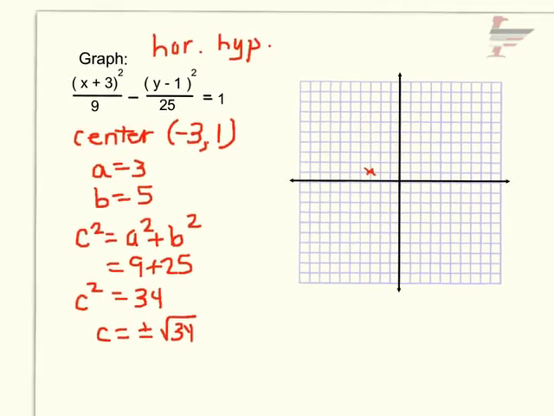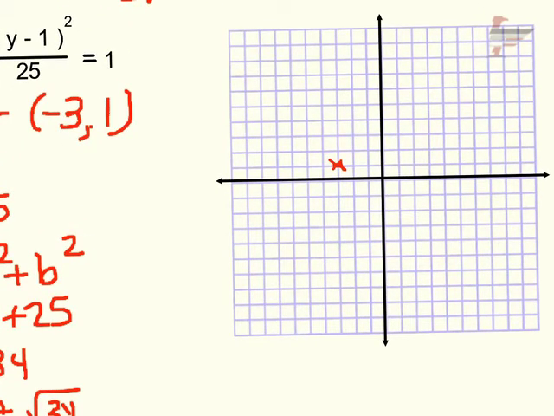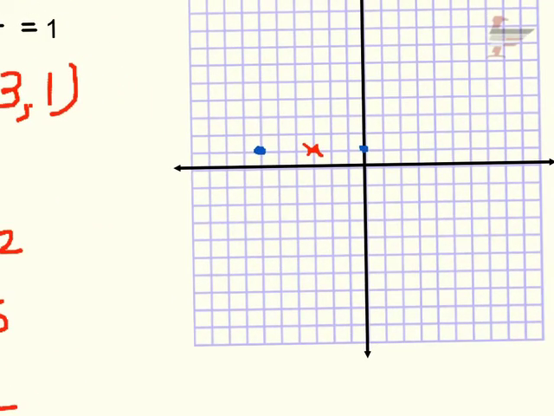Okay, my vertices are going to be 3 units in the x direction from my center. So right here and here are my vertices. My foci are going to be square root of 34 units in the x direction from my center, and square root of 34 is almost 6, right? Almost 6. And I'll use a different color for that. So my foci are almost 6 units from my center. So I'll draw in those foci.